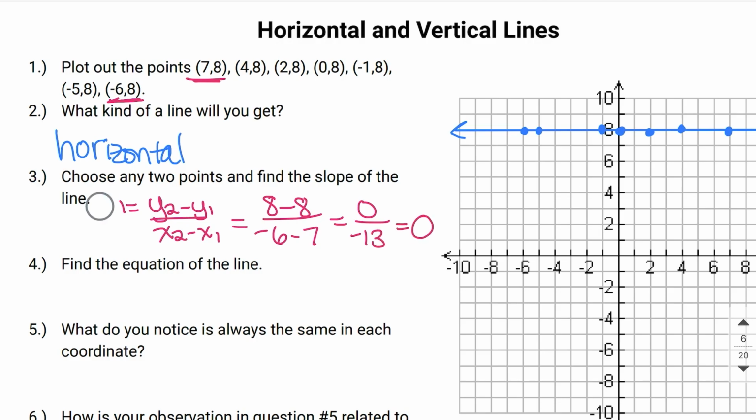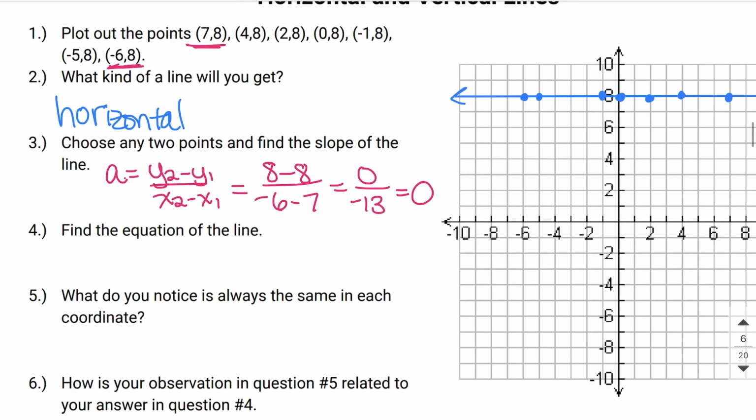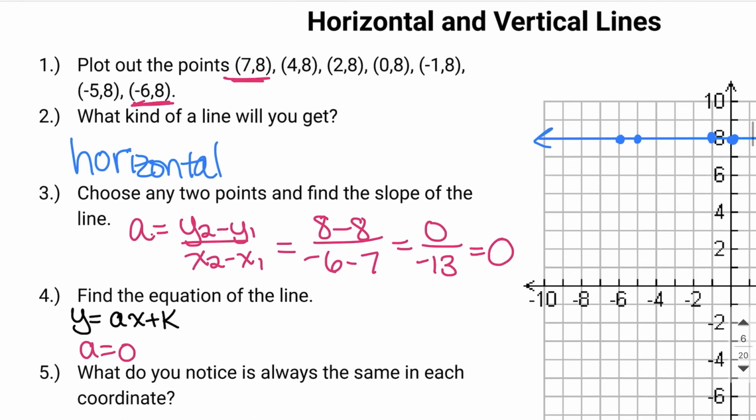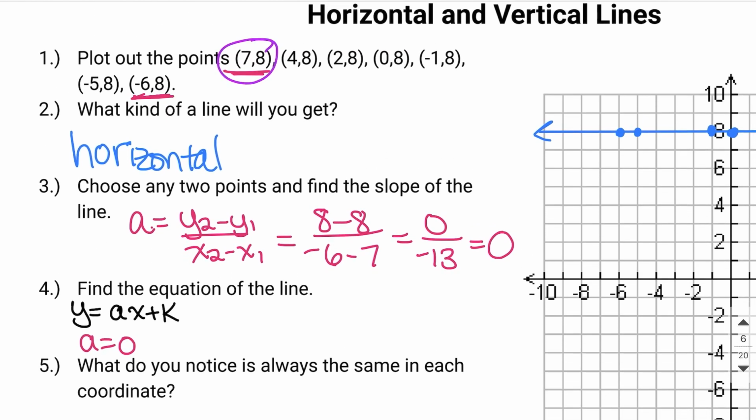And my bad, I didn't mean to put an M here. I meant to put an A there. Okay, cool. Then it asks us to find the equation of a line. Well, remember, the equation of a line is y equals ax plus k. And now we know that a equals 0. We just need to choose any point we like and sub it in to solve for k. So I'm just going to choose the point (7, 8) because it's right here. So I'm going to sub in (7, 8).